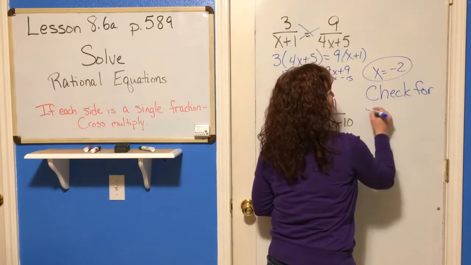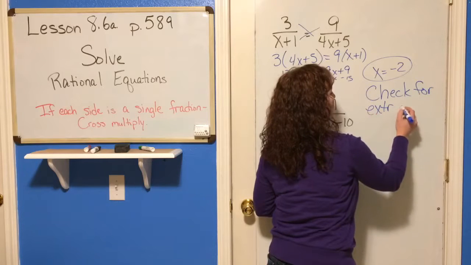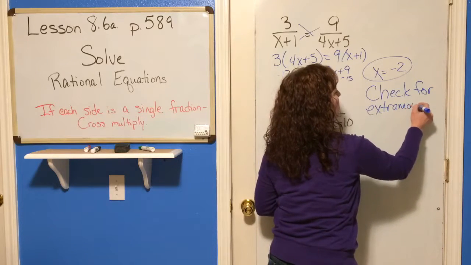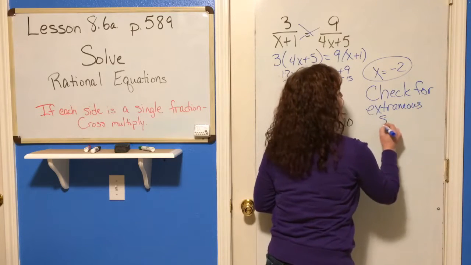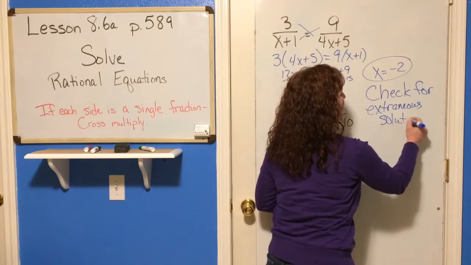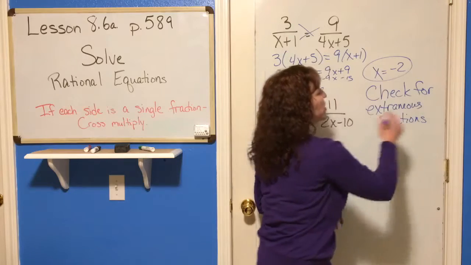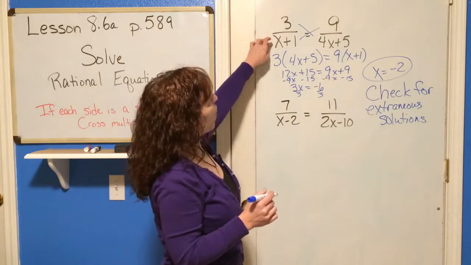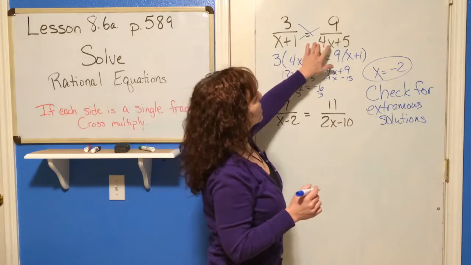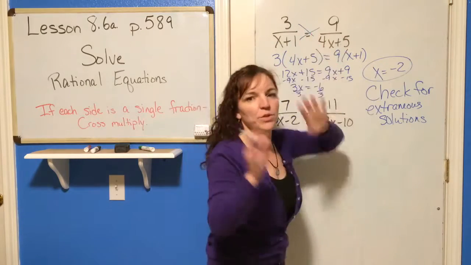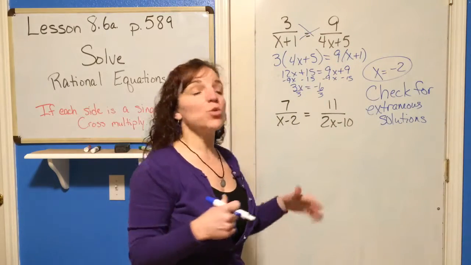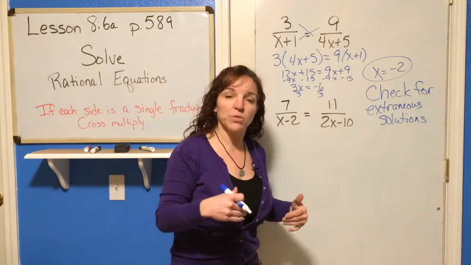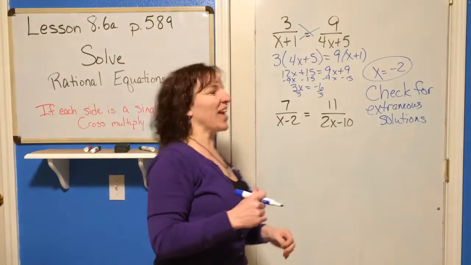for extraneous solutions. And we've talked about these before. Extraneous. Oh dear, don't check my spelling. Solutions. There you go. Check for extraneous solutions. In this case, x equals negative 2. Negative 2 plus 1 is not 0. 4 times negative 2 plus 5 is not 0, so you're good to go. You've got to make sure that your denominator is not equal to 0, because if your denominator is equal to 0, it's no good. Okay?